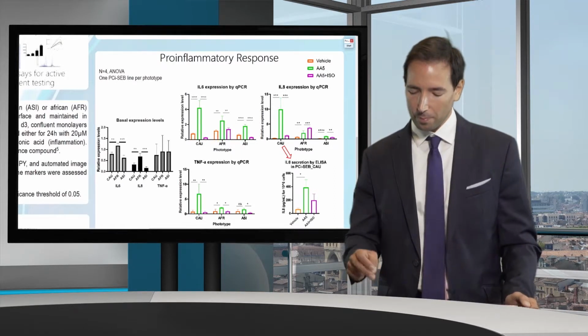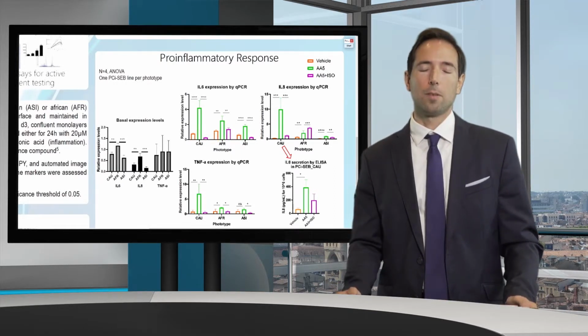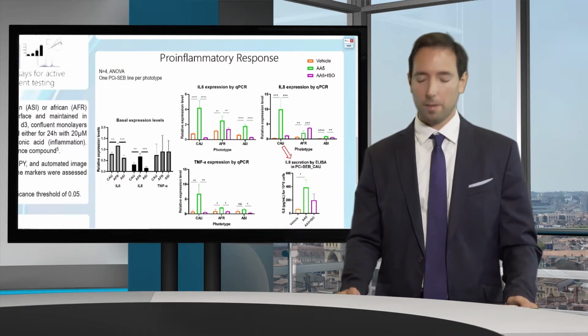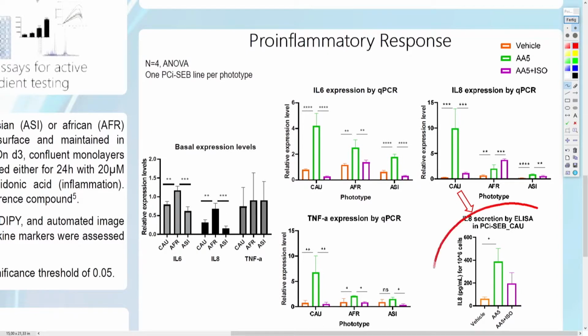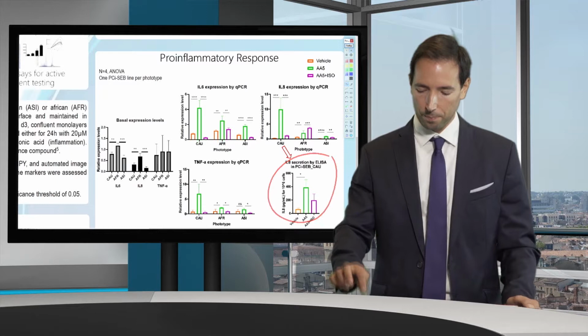After doing the panel of inflammatory cytokines by PCR, we validated by ELISA and found that the results obtained by qPCR were also reproduced at the protein level, with upregulation of the secretion of IL-8 and a decrease following isotretinoin treatment, which was in this case not significant.